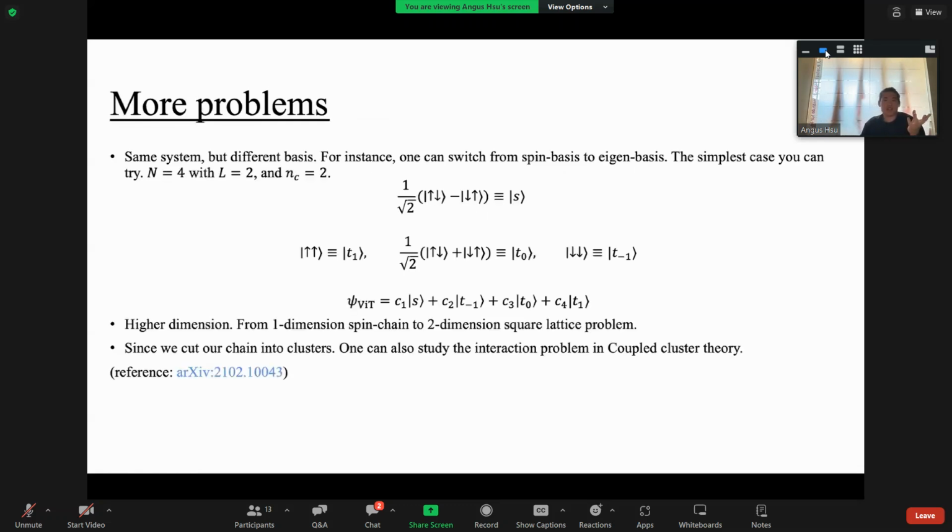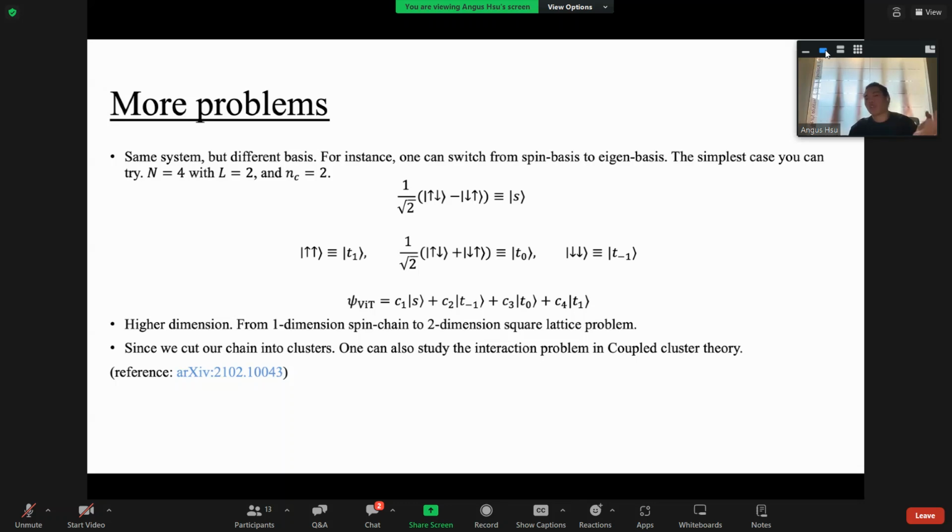And the last is, they already did this 1D chain on 100 sites and compared to the DMRG results. That's pretty much like a benchmark already. So what kind of problem can you still do? As Liang says, you probably can do J1-J2 different phase diagrams, something like that. But I think another way of doing things is, what about switching to the eigenstate instead of the spin configuration, right? You can switch it to eigenstate.